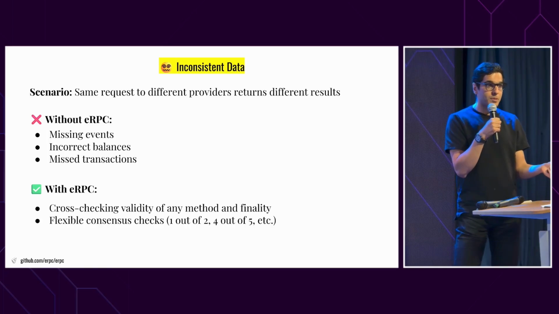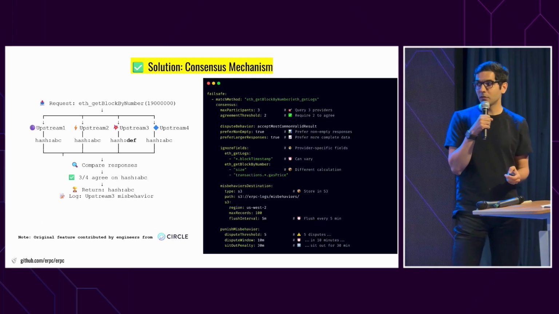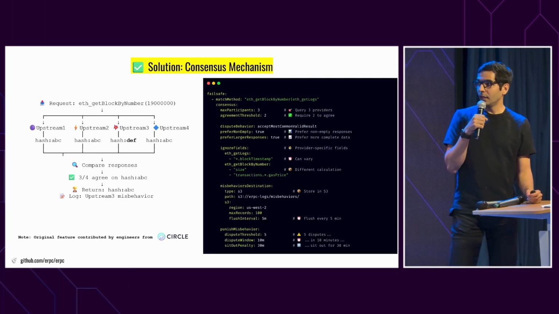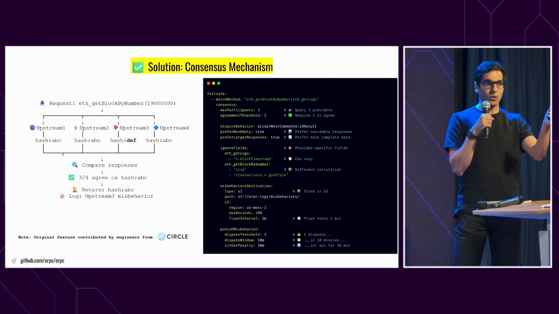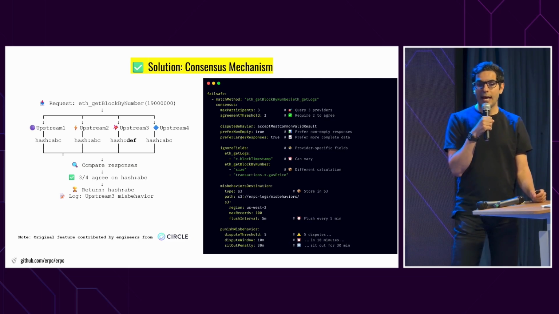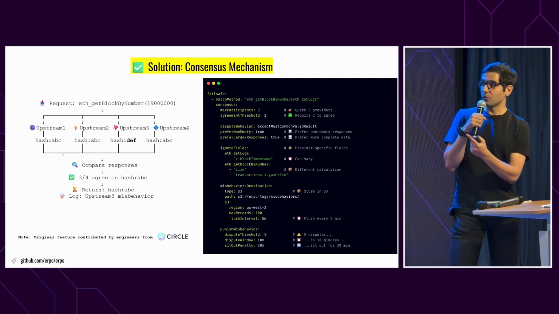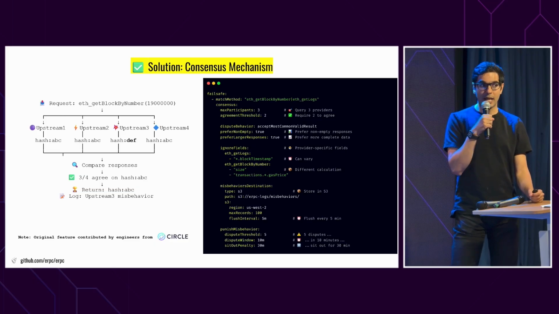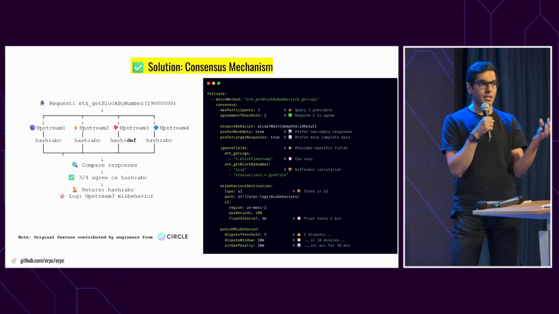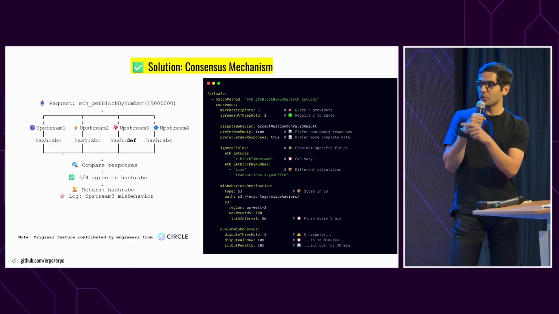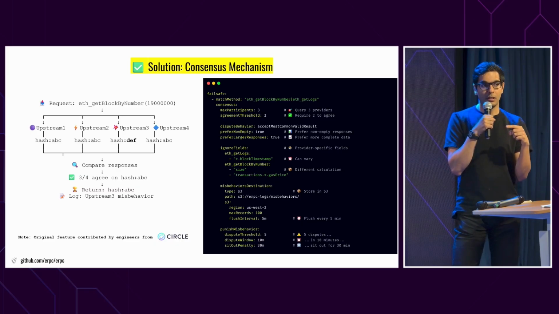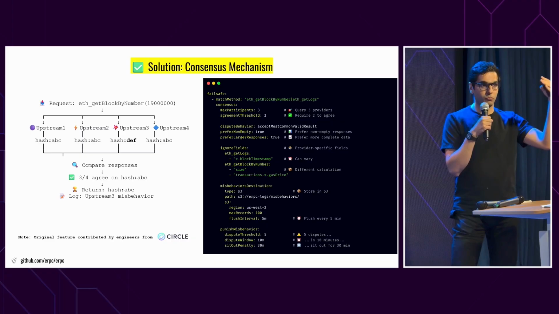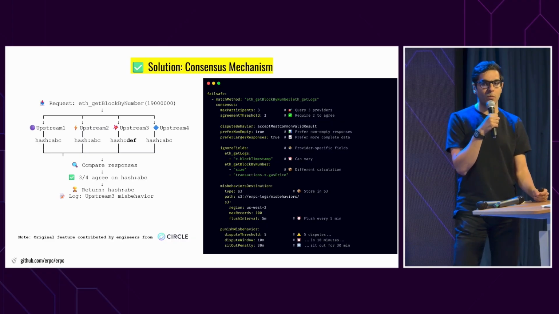And the way eRPC helps is through a consensus policy. I'm just going to give you an example. Imagine you send a request to eRPC, and upstream 3, for example, gives you a different hash in that response. Because 3 out of the 4 agreed on a result, we're going to accept that result, and then we're going to log upstream 3 as a misbehavior. You can also put that misbehavior, with the full request and response, in S3 or something, so you can go back, debug, and understand what's going on.